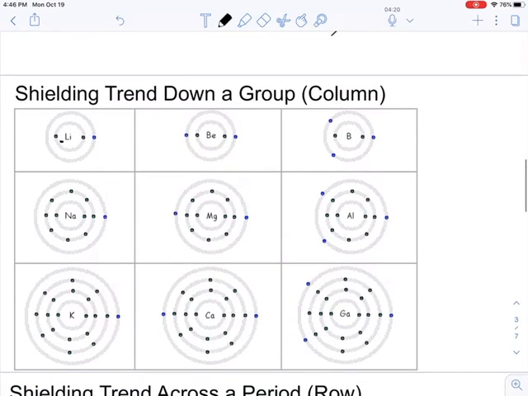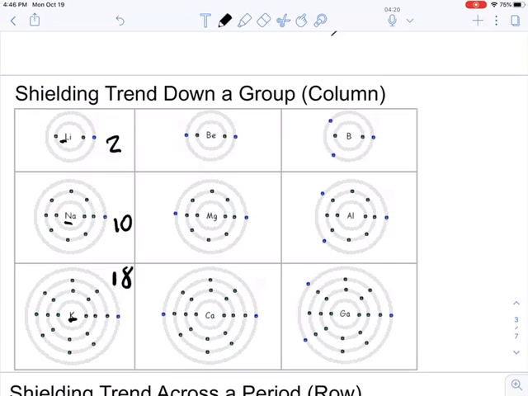So how does shielding change as we move down a group on the periodic table? And remember, our columns are called groups. Well, for group 1, for example, we have the elements lithium, sodium, and potassium. And you can see that each one has more shielding electrons than the one before it. Lithium only has 2 shielding electrons, whereas sodium has 10 shielding electrons, and potassium has 18.